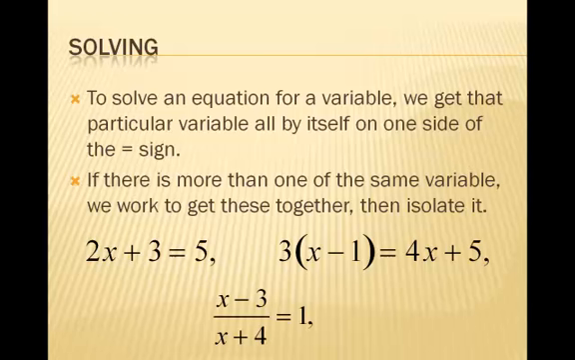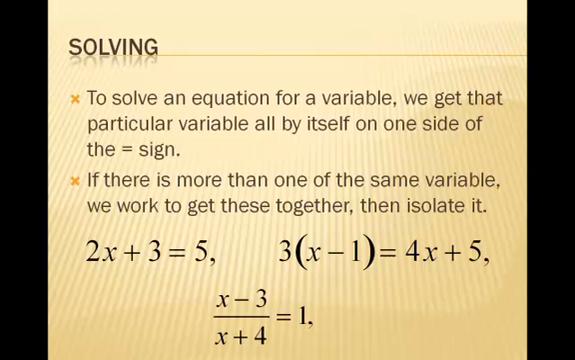You can see in the first example that 2x plus 3 equals 5 only has a single x. That means when I go to solve for that one, I'm basically just trying to get that x all alone. Now if you look at the one just next to it, 3 times the quantity x minus 1 equals 4x plus 5, well that actually has two copies of x in it. So if I'm going to solve that one, my first goal is actually to get those x's together and then isolate it to one side.